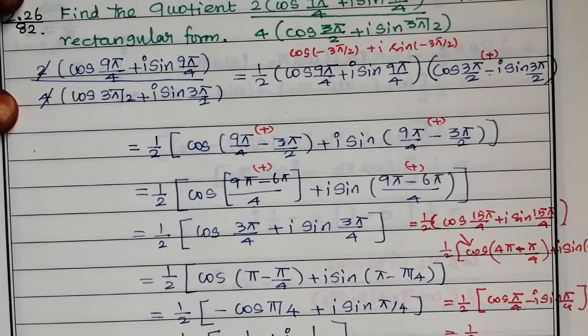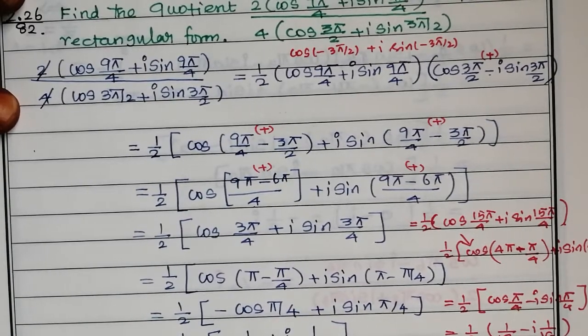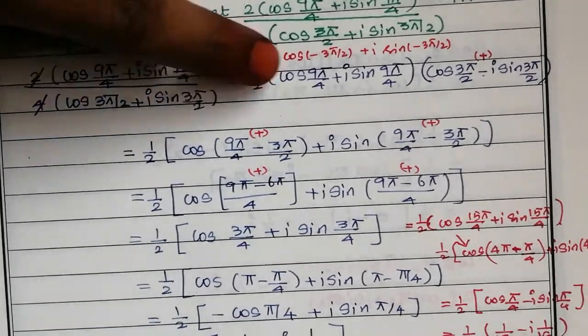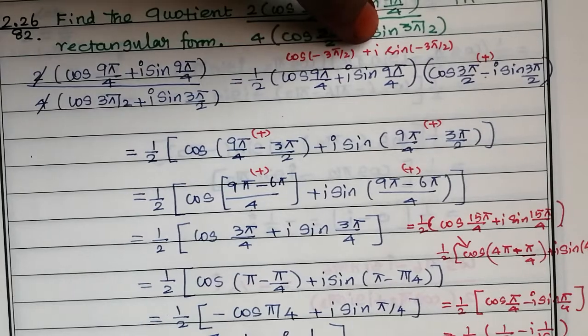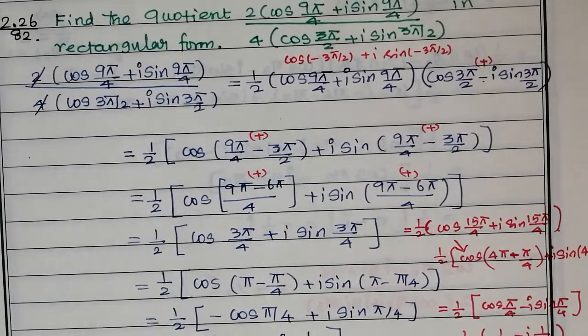That is equal to 1 by 2 into (1 by root 2 minus i into 1 by root 2). So this is equal to 1 by 2 root 2 minus i into 1 by 2 root 2. Okay, so this is for cos of minus 3π/2 plus i into sin of minus 3π/2. That's all. Thank you.